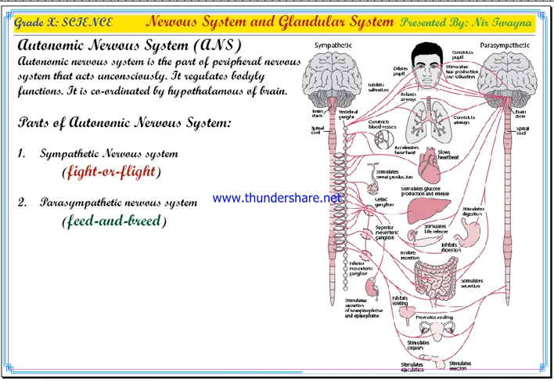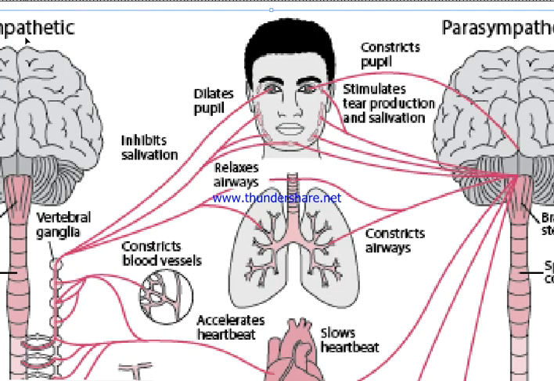My dear students of grade 10, this is your science class, and in your science class we have been discussing the nervous system and glandular system. This is your second lesson from your biology, and in our previous class we discussed the autonomic nervous system, and the study of this diagram was remaining. Let's see what else is in this diagram.